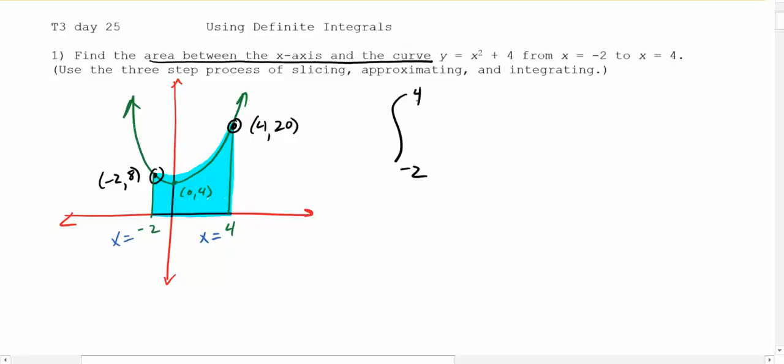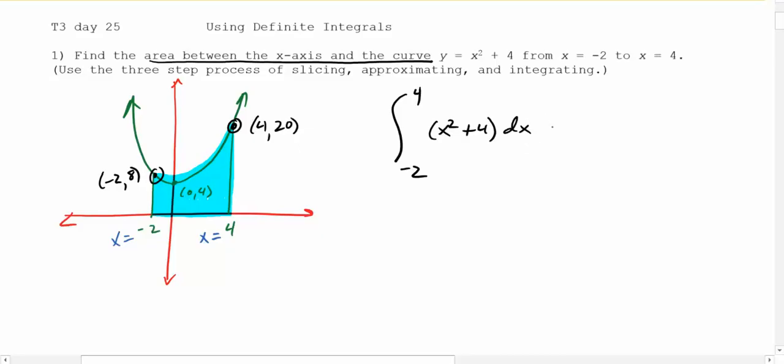Okay, stop for a sec. Of what? Can someone tell me what comes next? What's it the integral of, Jen? x squared plus 4. Yep, x squared plus 4. Then what? There's something missing right here. dx. Is there anything else I need? No. So if you had your calculator, you could punch this into your calculator and get it.